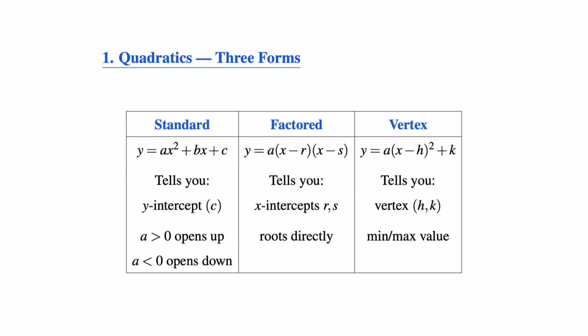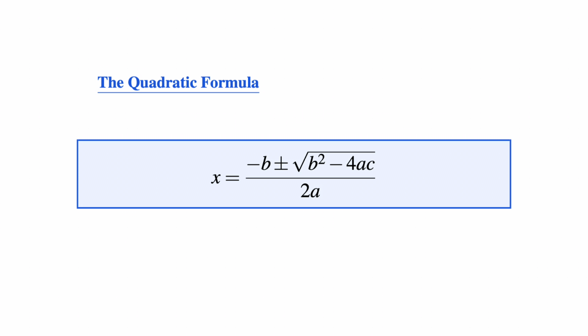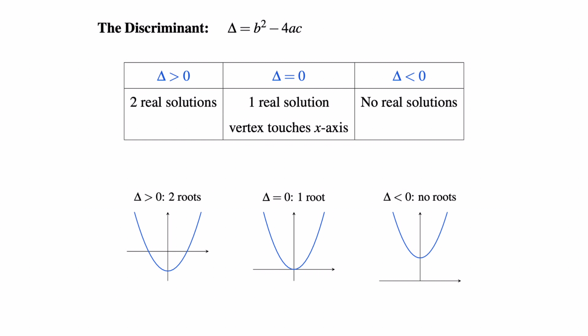You need to be able to convert between these forms, and you need to know the quadratic formula, especially the discriminant part, b² - 4ac. This tells you everything about the number of solutions. A positive discriminant equals 2 real solutions. 0 equals 1 solution. And negative equals no real solutions.